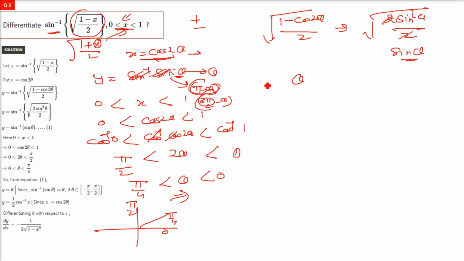Now, let us do this. y is sin inverse sin theta. Theta only you have to differentiate. Theta is what? x is cos 2 theta, you have taken. So, cos inverse x is 2 theta. So, theta is basically cos inverse x by 2.